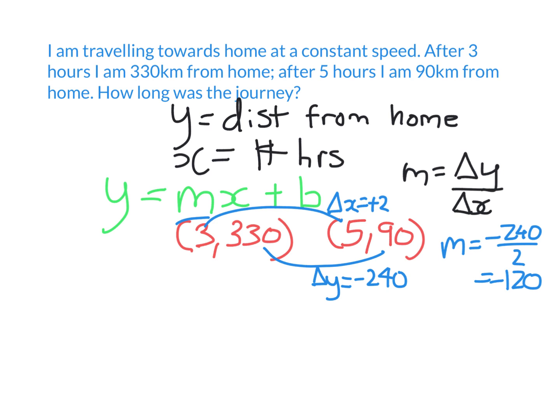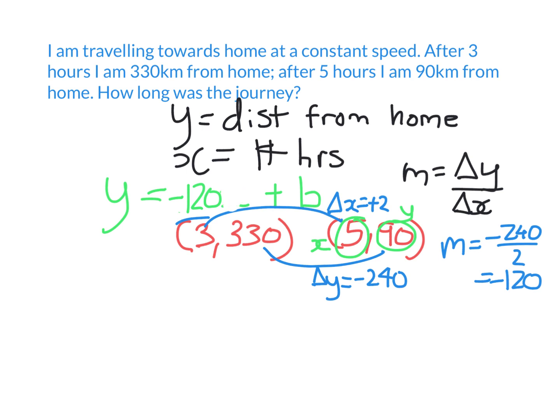So what we've essentially found is that each hour of driving decreases the distance from home by 120 kilometers. So that means we must be traveling at 120 kilometers per hour. So we can update our equation. We can replace m with negative 120. So we can now find what b is. The way we find b is by substituting the values for x and y. So if I substitute x for 5 and y for 90, x is always written first in a point, we can find b.